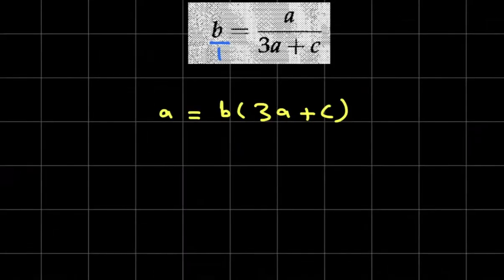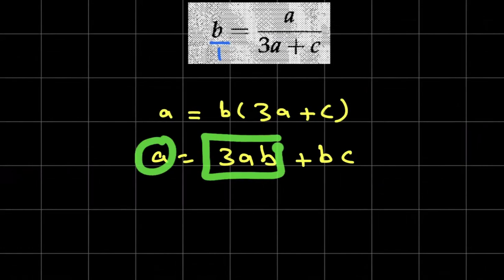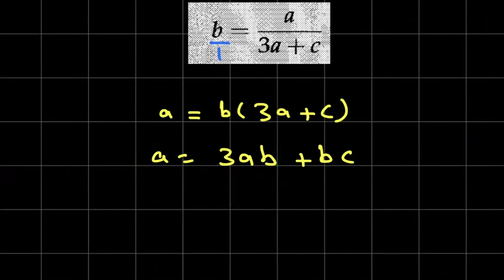So let's expand. a equals, if you expand, b times 3a is 3ab, and b times c is bc. If we want to isolate a, any terms that include a, we will get on one side. So here we have a, and here we have 3ab. So I'm going to shift 3ab to this side. So it's going to be a minus 3ab equals bc.